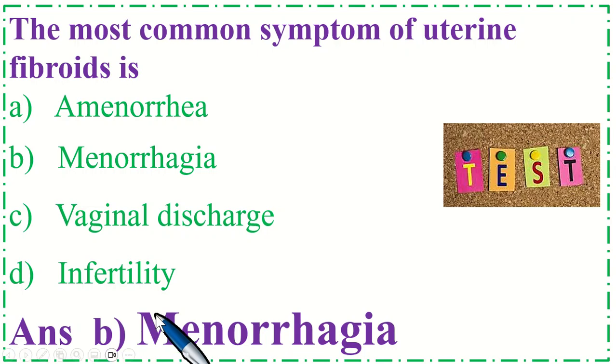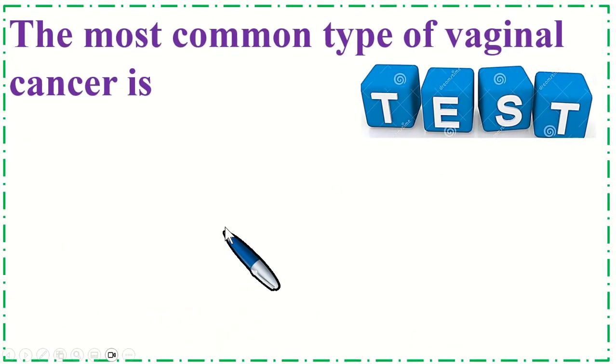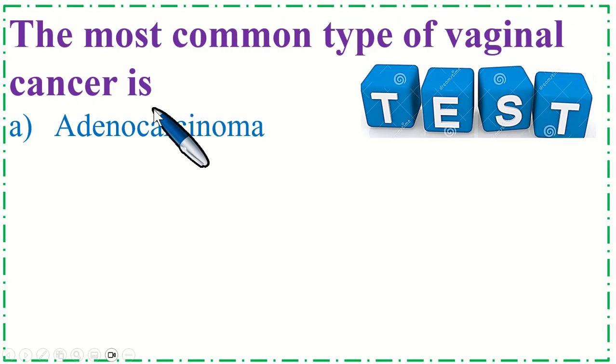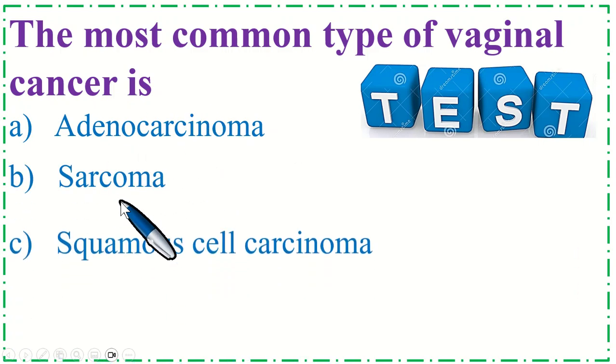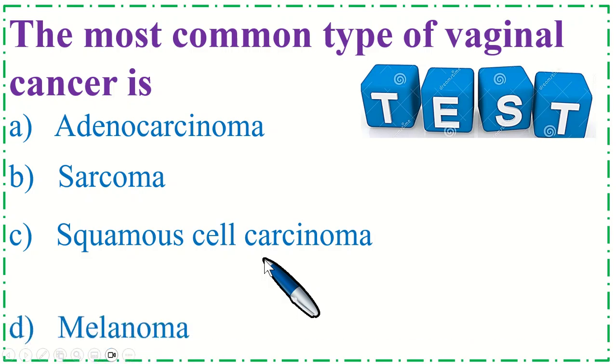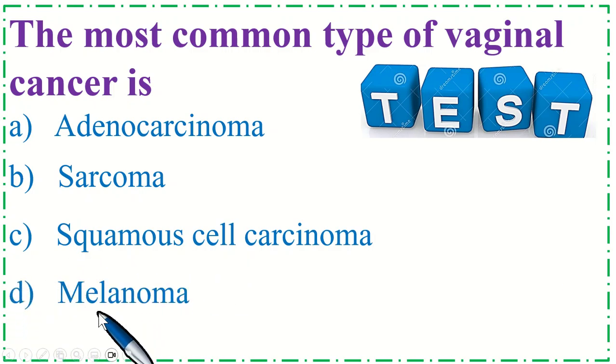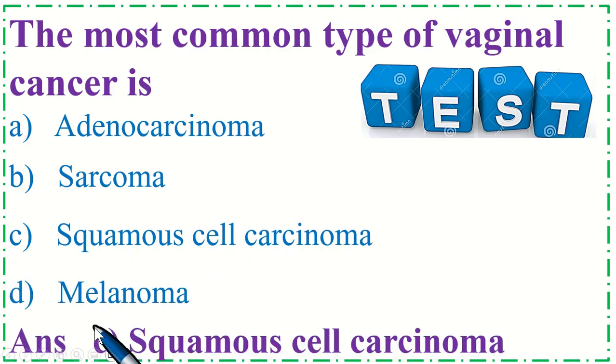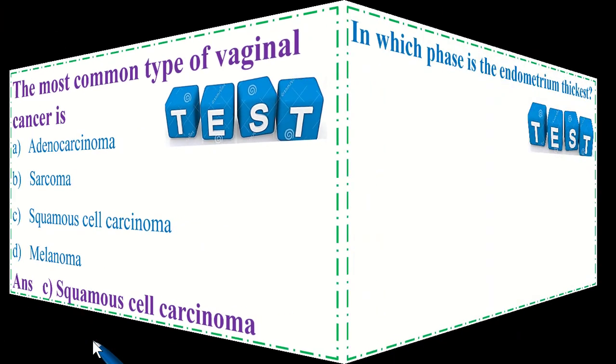The most common type of vaginal cancer is option A adenocarcinoma, B sarcoma, C squamous cell carcinoma, option D melanoma. Correct option is C squamous cell carcinoma.